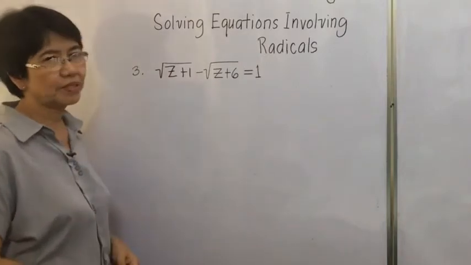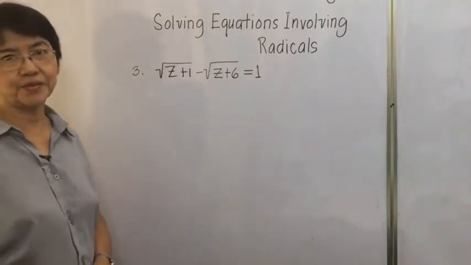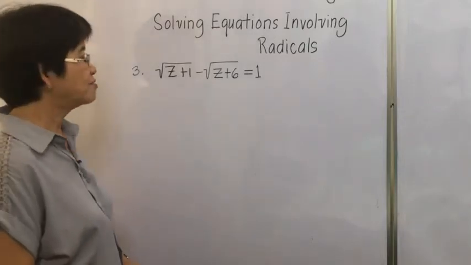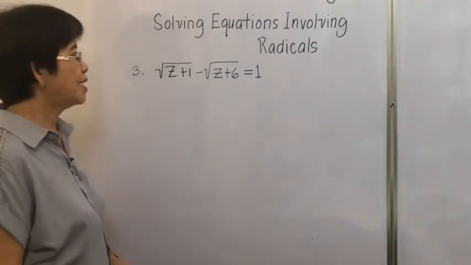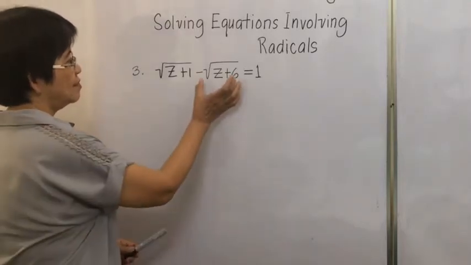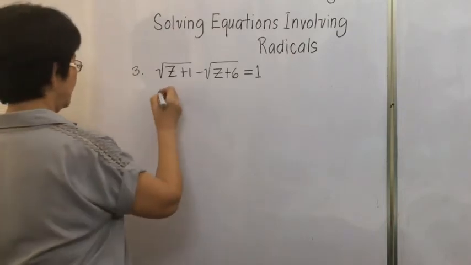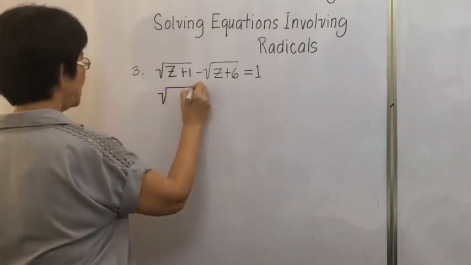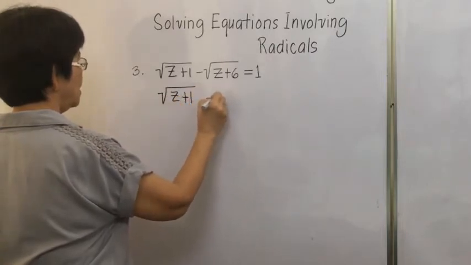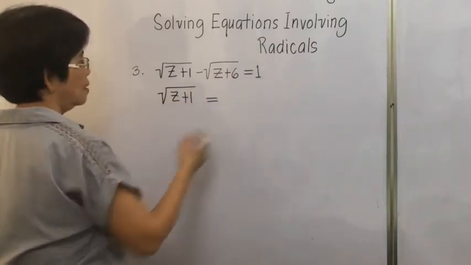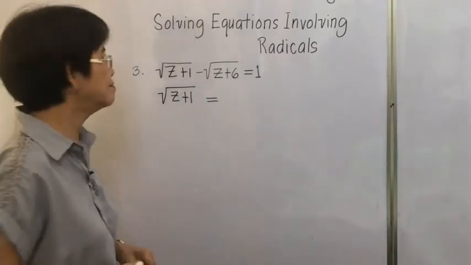For our example number 3, we have two radicals on one side of the equation. So we have to isolate one radical on one side of the equation by adding this radical to both sides of the equation. I will copy square root of z plus 1, then equals, then I will add square root of z plus 6 to both sides of the equation.